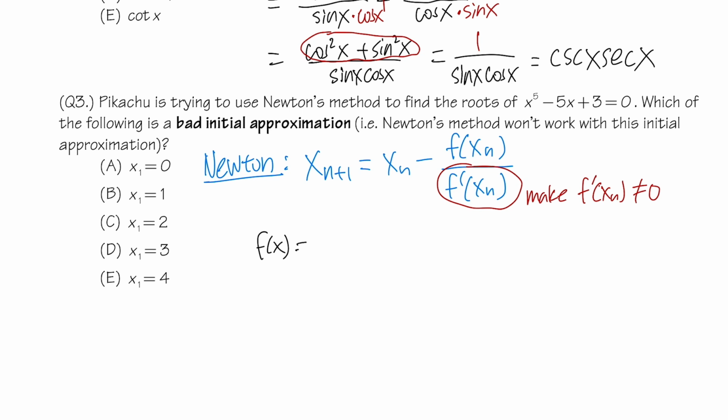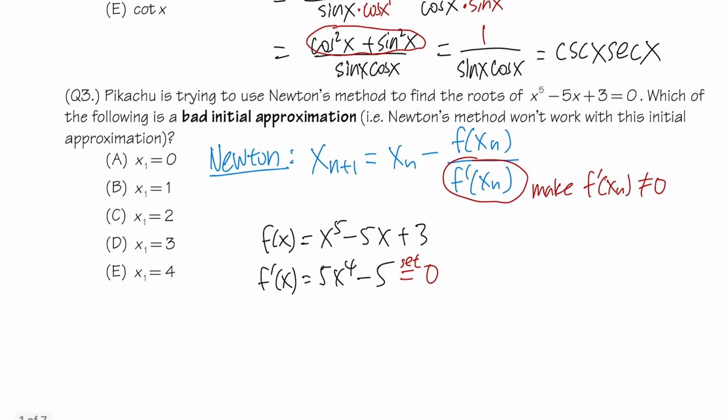So the function is just x to the 5th power minus 5x plus 3. Take the derivative real quick, we get 5x to the 4th power minus 5. Set this equal to 0 to find a bad number. And as you can see, x equals 1 because 1 will make this 0.